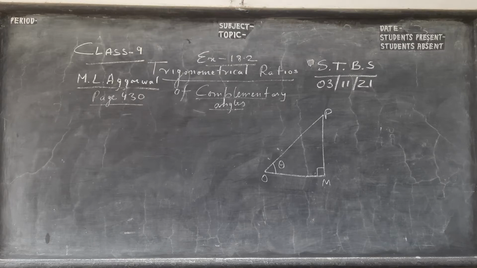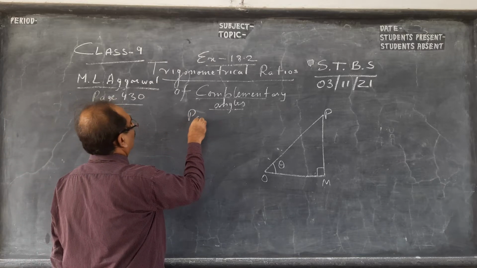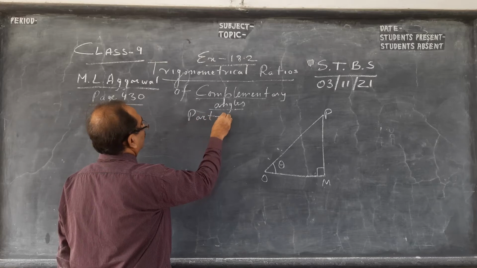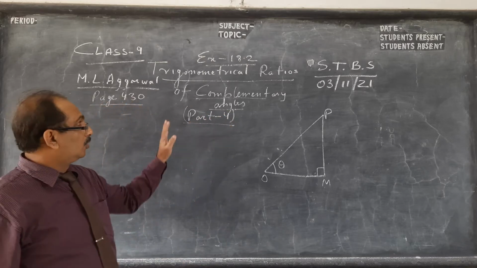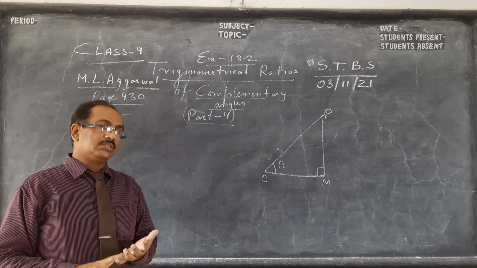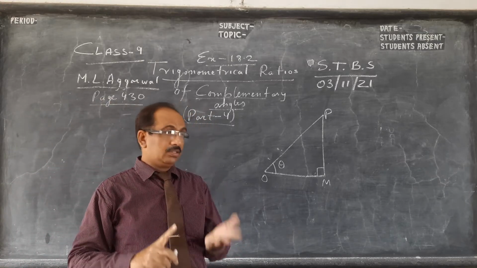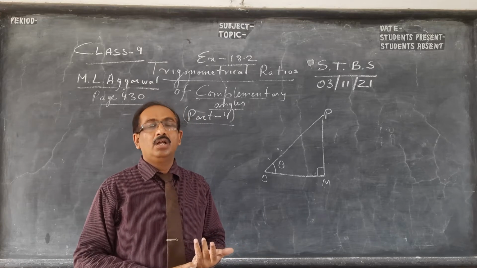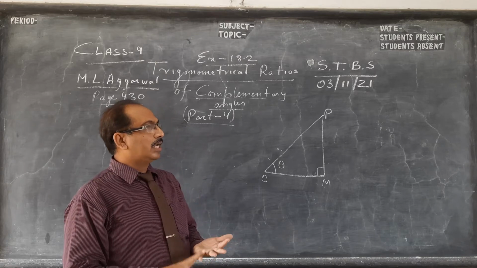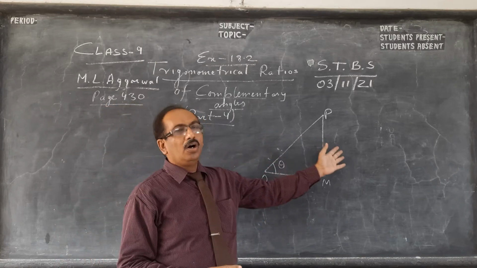Hello students, today we start part 4 of our video on trigonometric ratio of complementary angle. So in the first 3 videos we have seen the concept of trigonometry, its measurement of triangle, what are the 6 trigonometric ratios, and sine, cos, tan, all those we saw, they are ratios of sides.